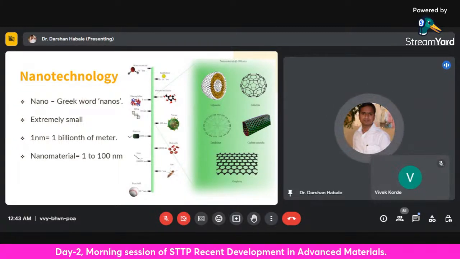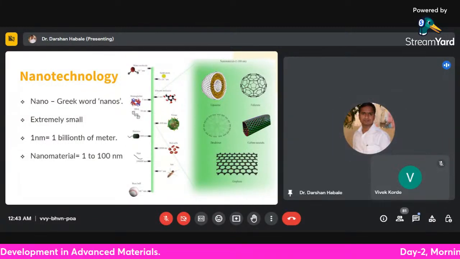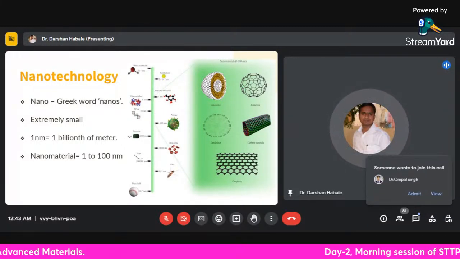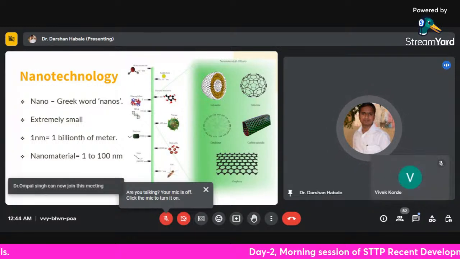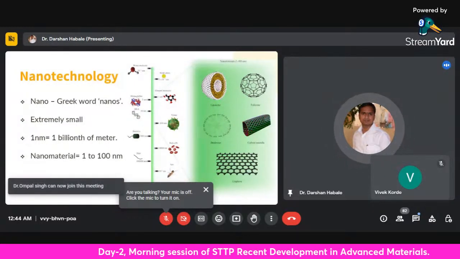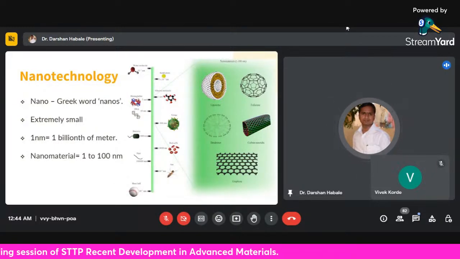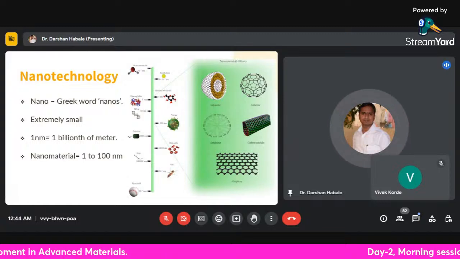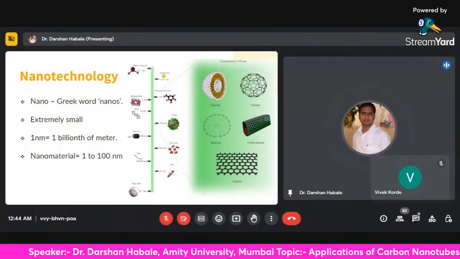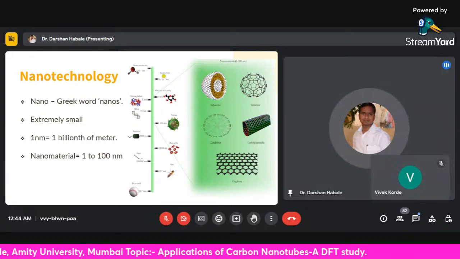As per the key observations, a material with at least one facet, maybe a length, a breadth, or a height, in the range of 1 nanometer to 100 nanometers is known to be a nanomaterial. At the nano level, the material tends to reveal distinct physical and chemical properties compared to the same material at the macroscopic level. So at this nano level, the material shows different properties than at the macro level.